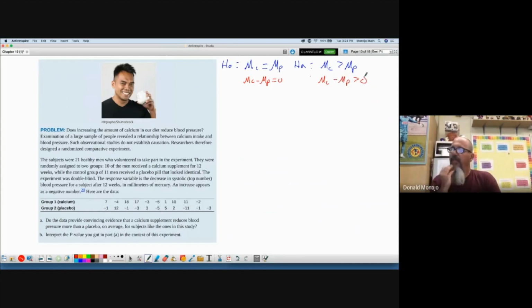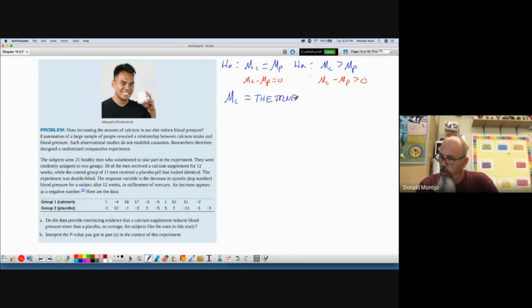They're saying the same thing. That's our null and our alternative. But the null and alternative are meaningless unless we define the parameter. So what is mu sub c? It's the true mean decrease in blood pressure for men who take calcium supplements.